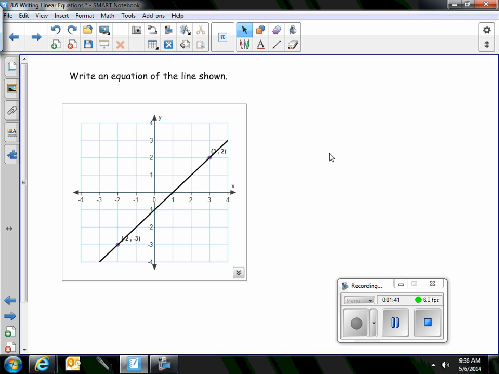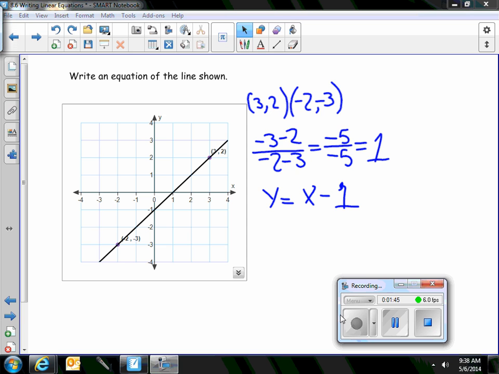Now, we've been asked to write an equation of the line shown. You notice we took again the difference of the y and the difference of the x to determine what our slope was. Our slope is a positive 1. Notice the line is positive. Then it crosses the y-axis at negative 1, so our final answer is y is equal to x minus 1.